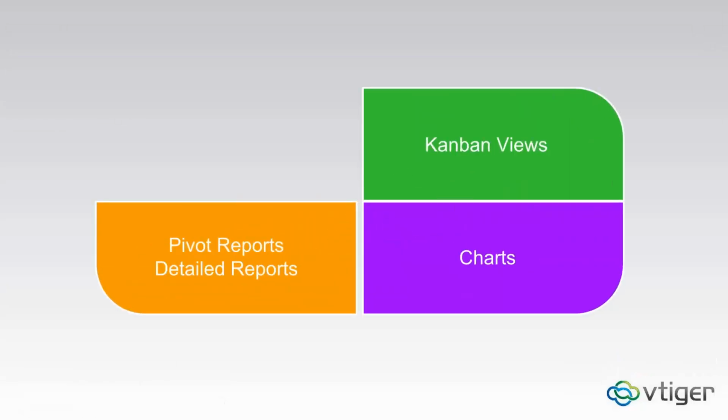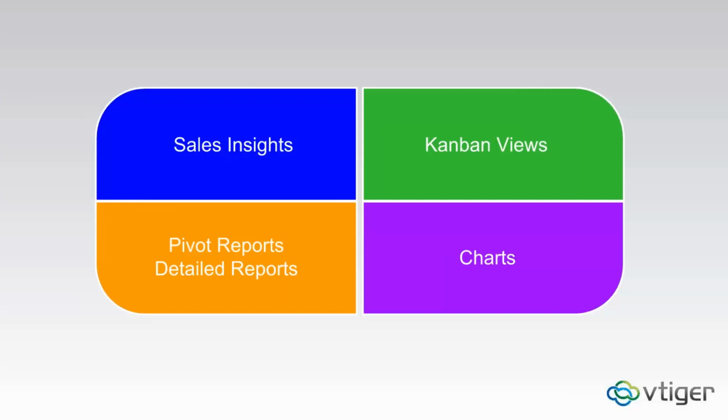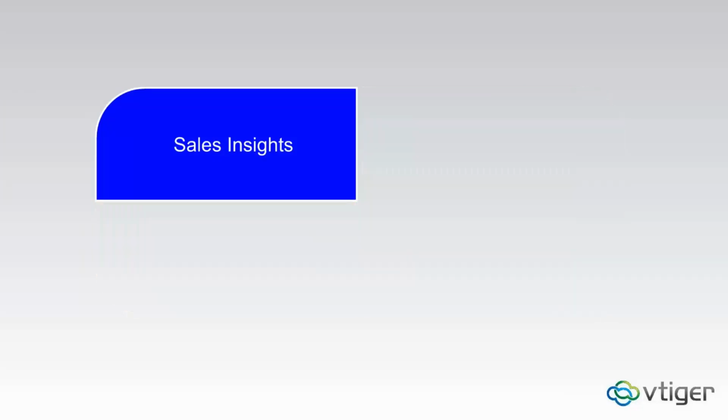Okay, so far we covered Kanban views, pivot reports, detailed reports, and charts. However, we have not covered sales insights, and we're going to do that now. This is probably the most exciting thing in the entire Vtiger reporting. Kanban views is great, but sales insights actually offers you a lot more. So I'm going to probably spend maybe 5 to 10 minutes, not more, and then we'll share the recording, as I said before, for the webinar that we did, a dedicated webinar for this particular feature.